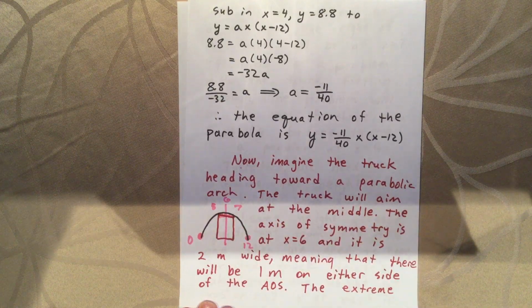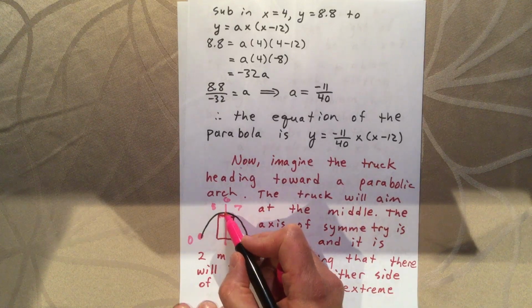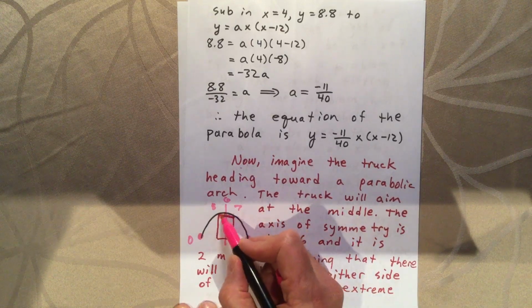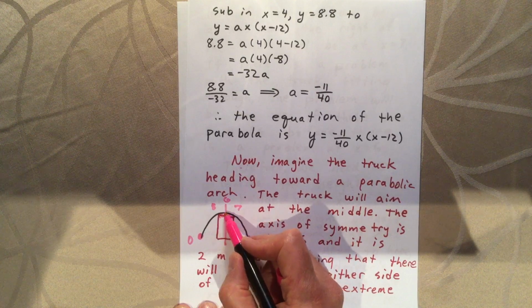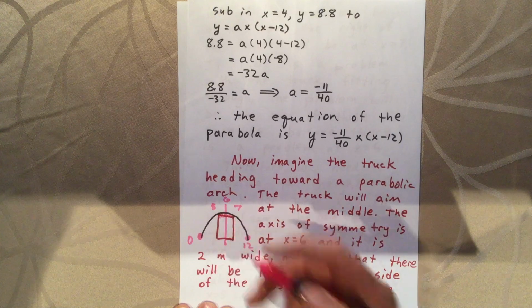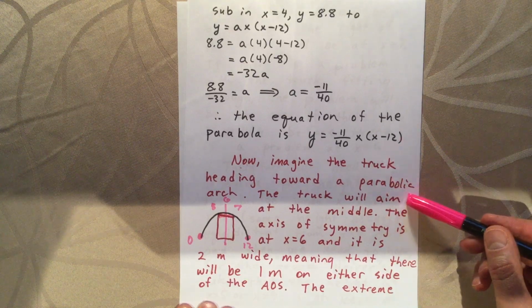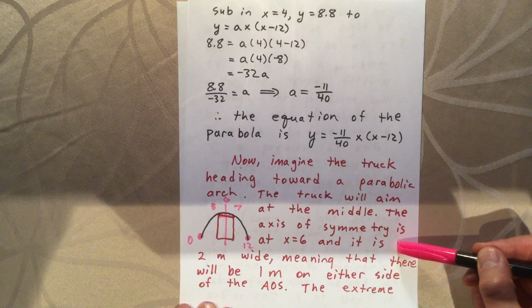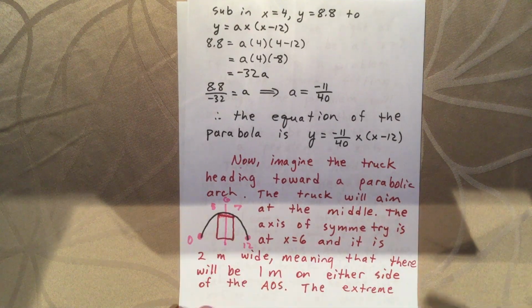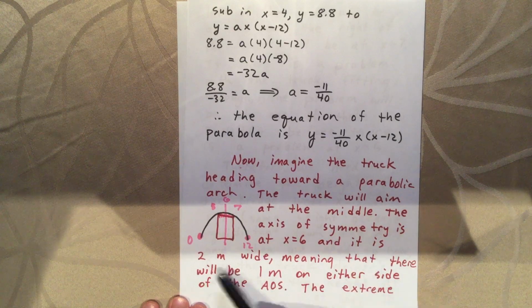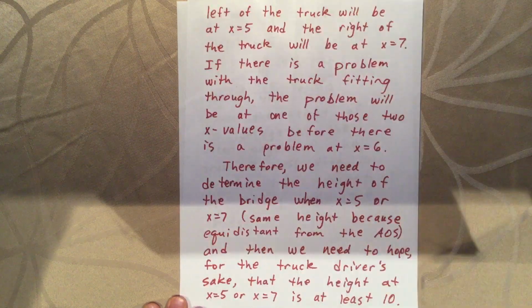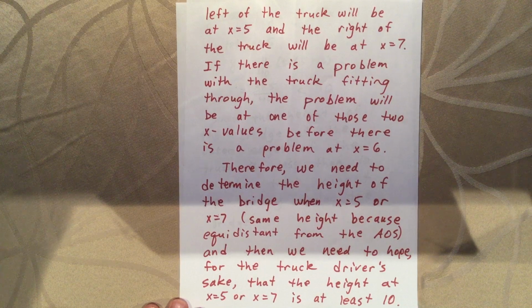Now hopefully you remember that parabolas are symmetric, which means since 6 is the axis of symmetry, at an x value of 5 or 7, the bridge is equally high. So we can choose either of those numbers as our testing point. So imagine the truck heading towards a parabolic arch. The truck will aim at the middle. The axis of symmetry is at x equals 6, and it is 2 meters wide, meaning that there will be 1 meter on either side of the AOS, the axis of symmetry. When I say it is 2 meters wide, I mean the truck. The extreme left of the truck will be at x equals 5, and the right of the truck will be at x equals 7.